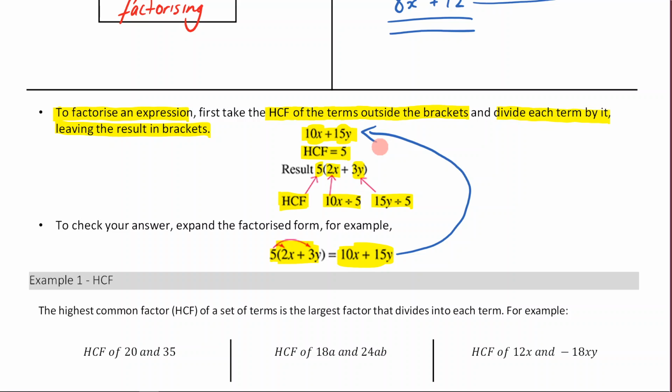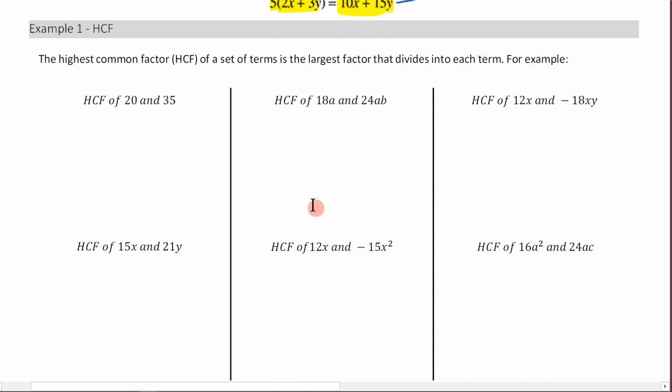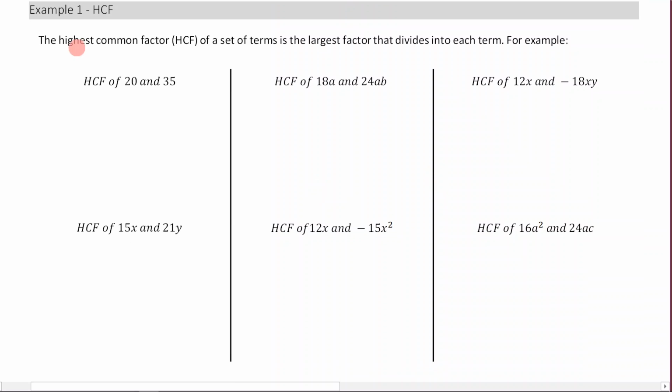We're going to be going through each of those steps slowly now, so you get a good grasp of it. Now, the first thing we have to really consider is finding the highest common factor. So let's now do some examples with those. All right, so the highest common factor of a set of terms is the largest factor that divides each term. So for example, here they are.